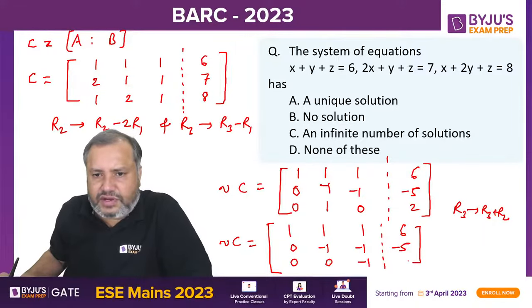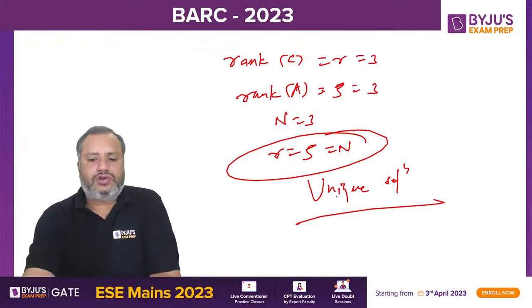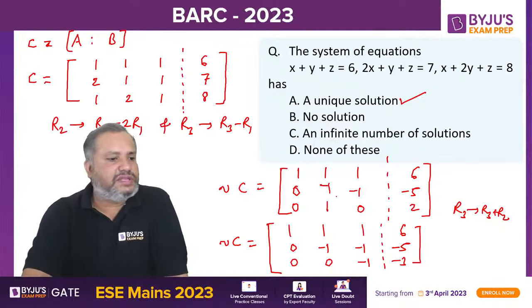Rank of C, then we have rank of A. Number of variables are 3. So rank of C equal to rank of A equal to n corresponds to a unique solution. Comfortable with this?